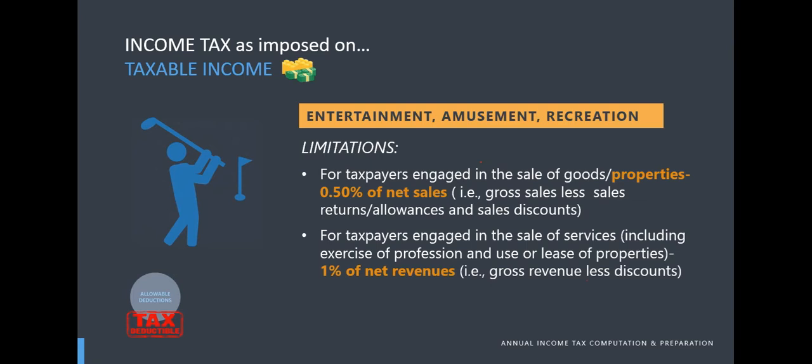So if there is a total of 100,000 representation expenses minus 15,000, the 85,000 would be disallowed for income tax purposes. Only the 15,000 would be allowed as deductible expense for tax purposes.